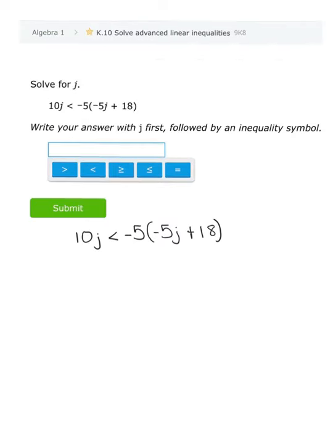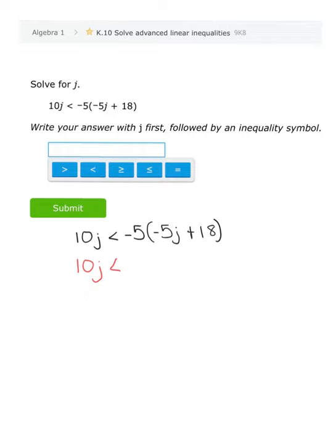Okay, we're going to do one more together. We're using our steps just like we have been. Number 1 says clear any grouping symbols. So we have a grouping symbol over here. So I'm going to go ahead and bring down my 10J because I don't have any grouping symbols on that side of the inequality.